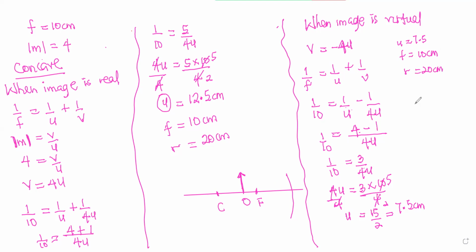Class, how do we describe the position of the object? Where is the object placed? It's in front of the focal point. Specifically, between the focal point and the pole. Exactly, between the focal point and the pole, because object distance is less than the focal length. And we know that that is the only situation where a concave mirror forms a virtual image. So the image will be virtual and also magnified.